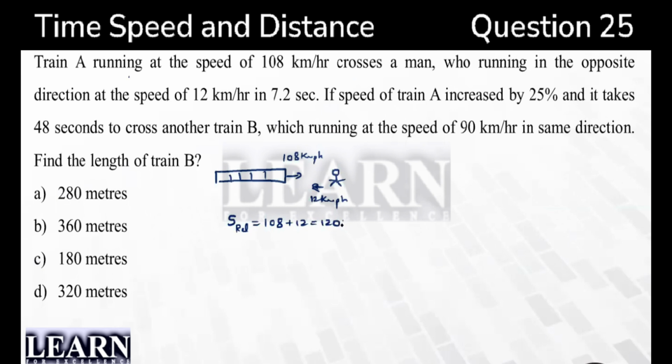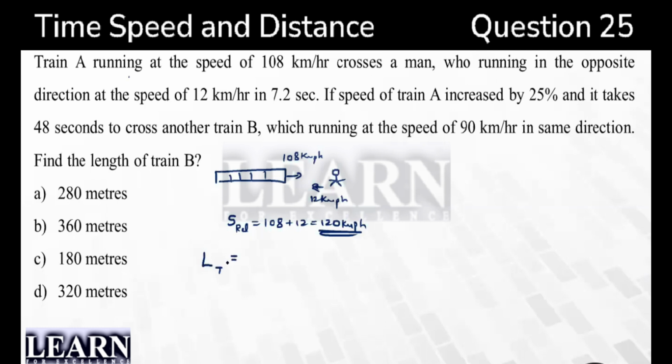Right? 120 kilometer per hour. When the train is traveling at the speed of 120 kilometer per hour, the train crosses a man in 7.2 seconds. Can you see that the train is crossing its own distance in 7.2 seconds? Yes. Now we need to find out the length of the train.